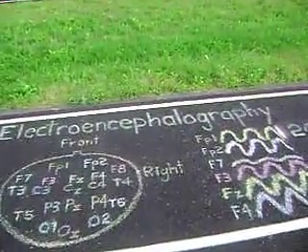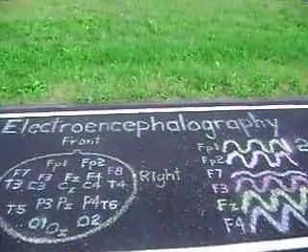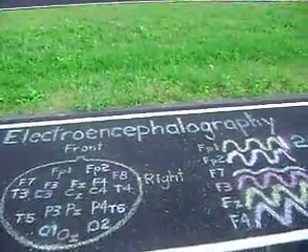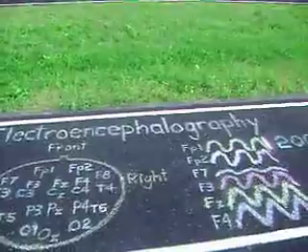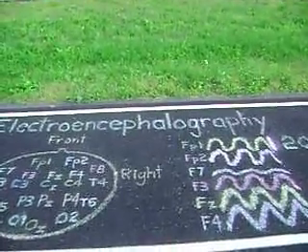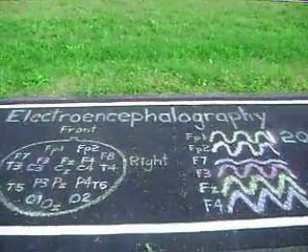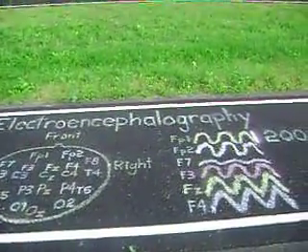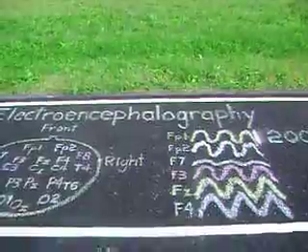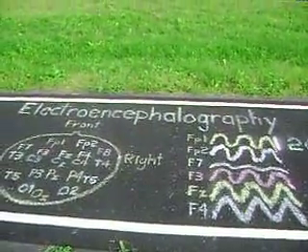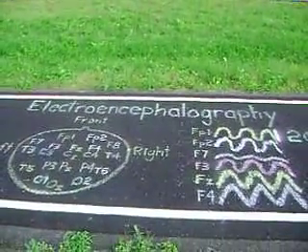Triphasic waves are seen in hepatic or other metabolic encephalopathies and may be periodic. Other conditions associated with periodic discharges include Creutzfeldt-Jakob disease and subacute sclerosing panencephalitis.